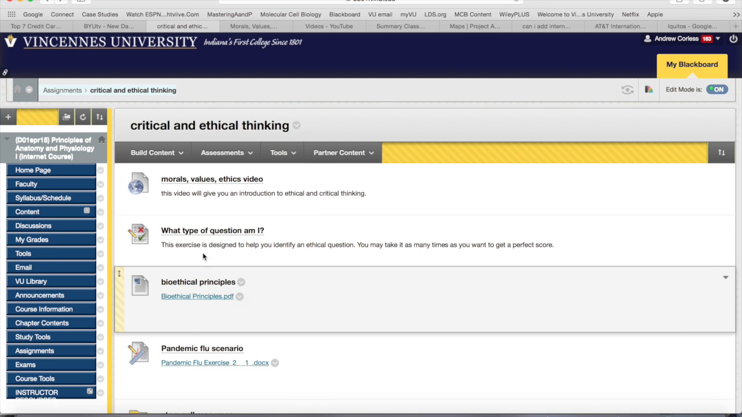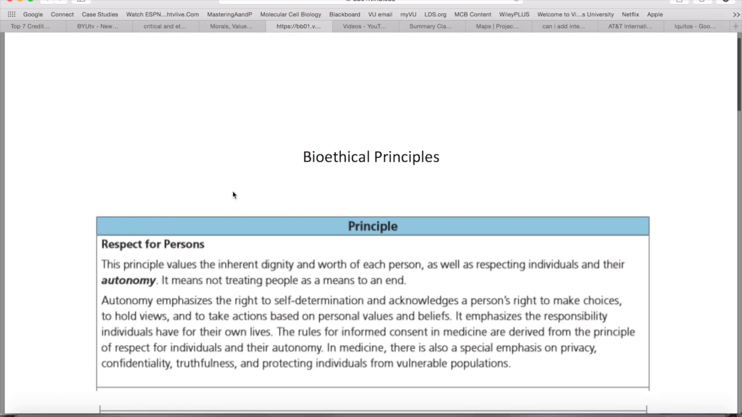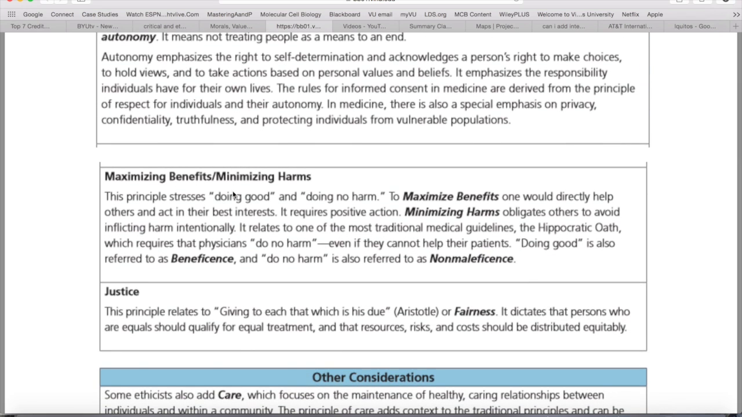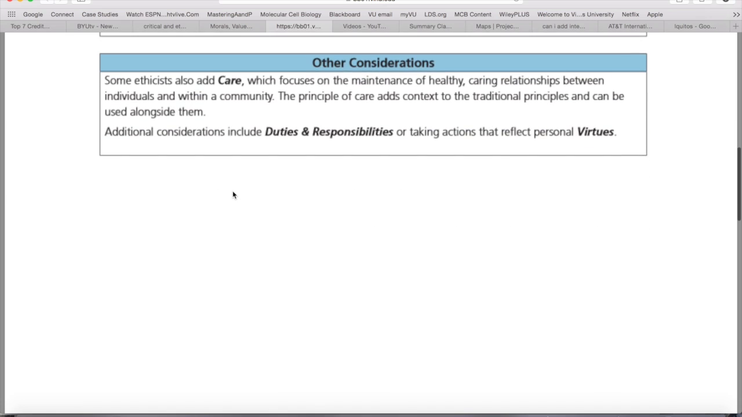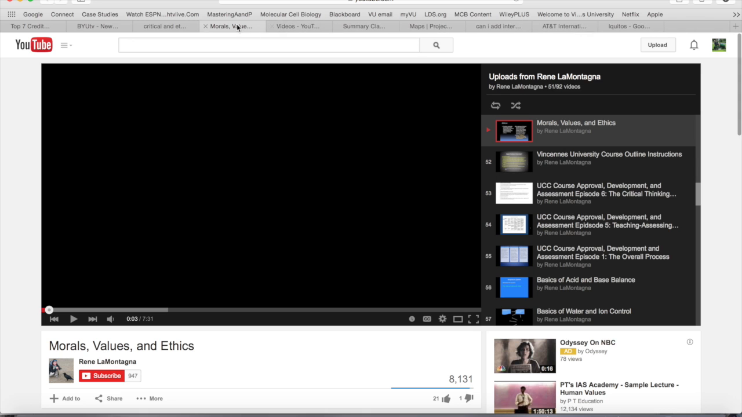Then, in the video she talks about bioethical principles, but this is a nice summary to help you with the different bioethical principles: respect for persons, maximizing benefits, minimizing harms, and justice. So that's a good summary of that.